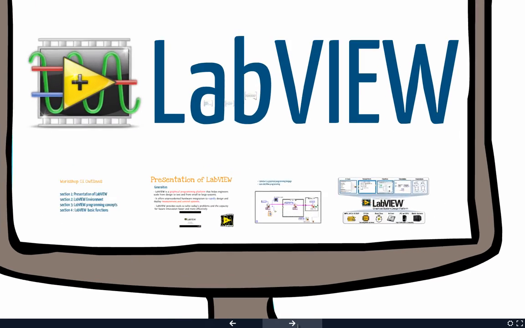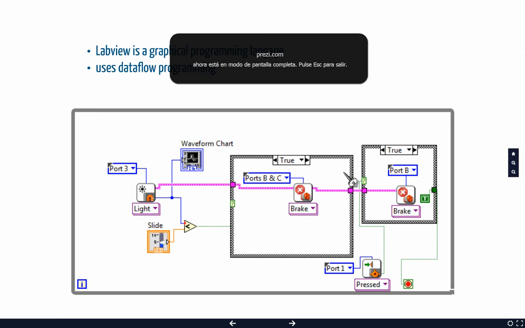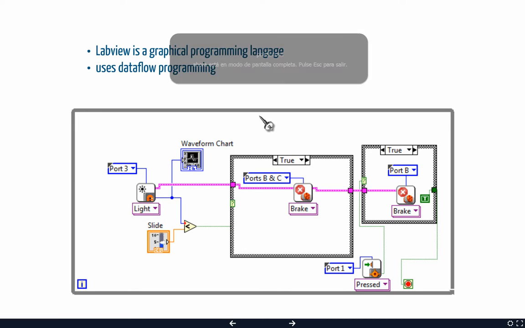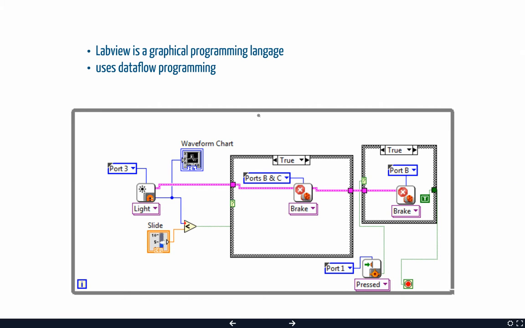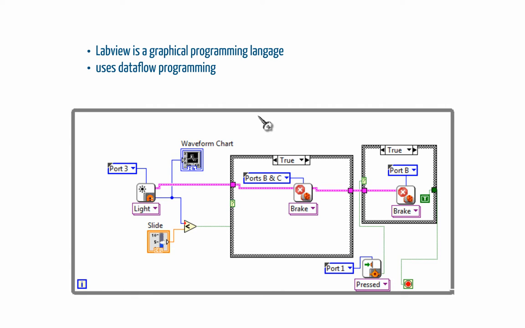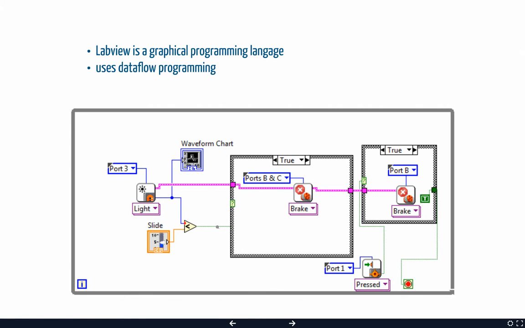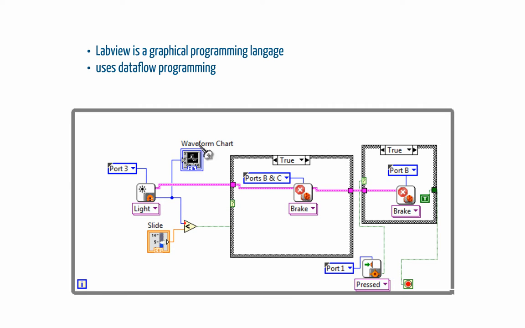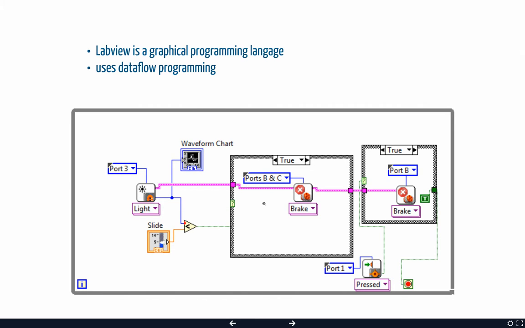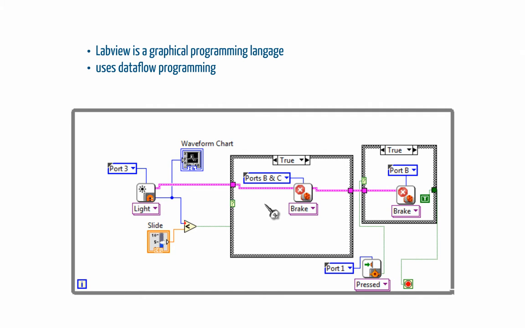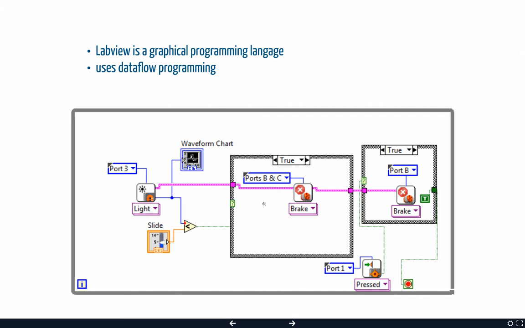You can see here, this is the graphical programming that LabView uses. As you can see here, specifically this is the Lego. It's a Lego application to control the Lego robot. Okay, as you can see, it's not very difficult to see, and with this little application you can do a lot of things. It uses data flow programming. We are going to talk about this later.